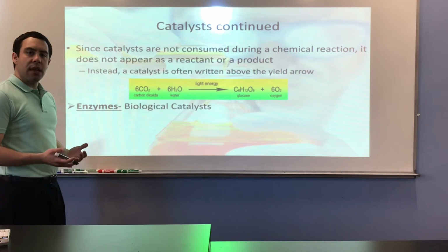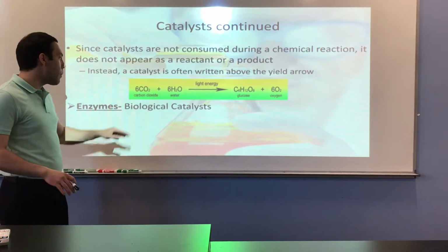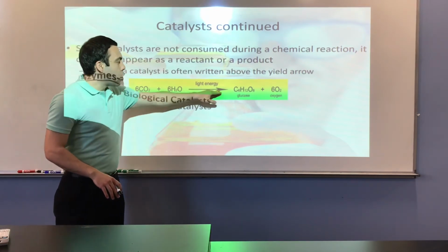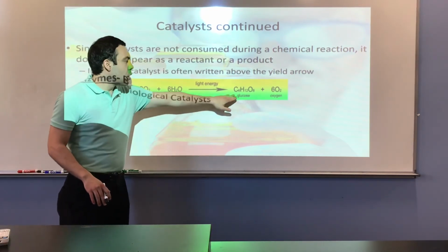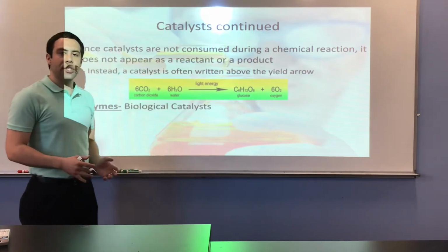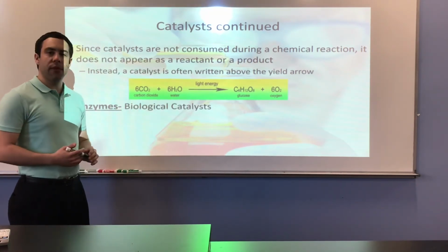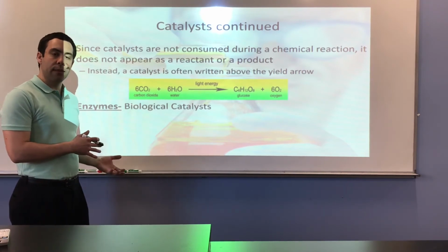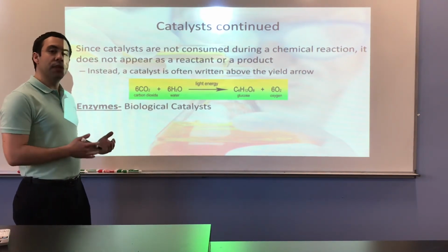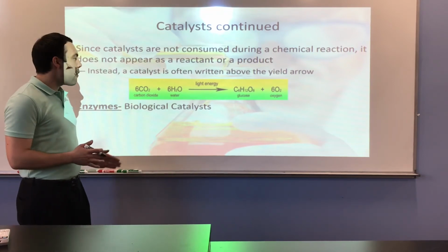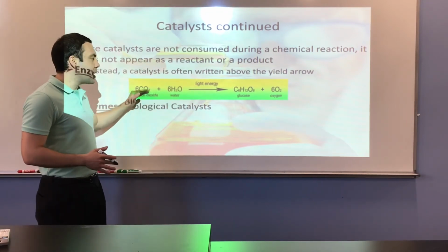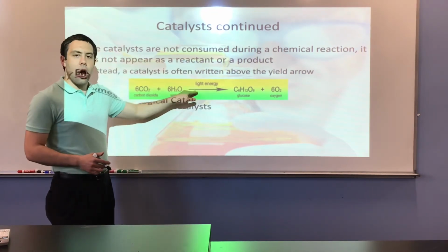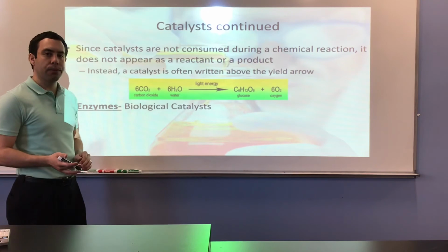So this is a common equation I'm sure you've seen before. 6 carbon dioxides plus 6 waters yields 1 glucose and 6 oxygen molecules. This is the equation for photosynthesis. Photosynthesis, photo meaning light, synthesis to make, using light to make food. However, the light is not a reactant or a product. It's a catalyst, so we write it on top of the arrow.